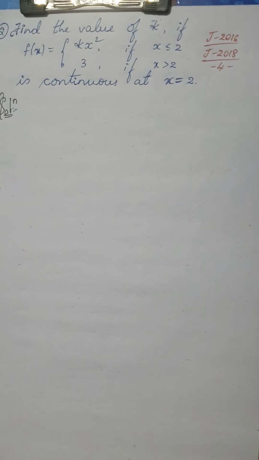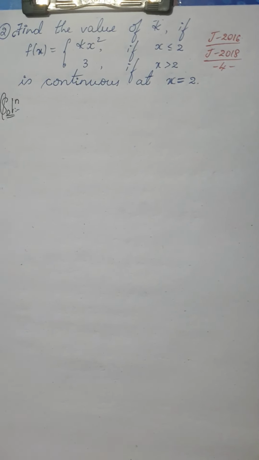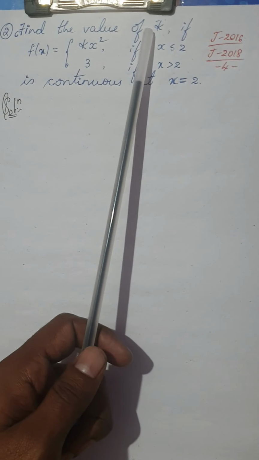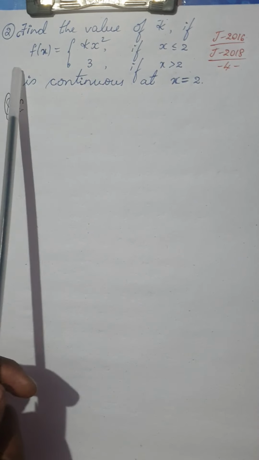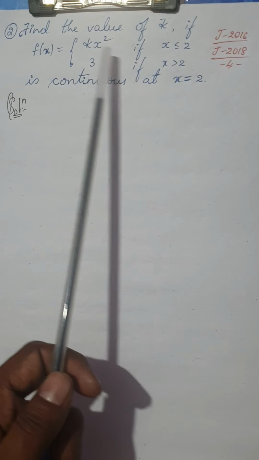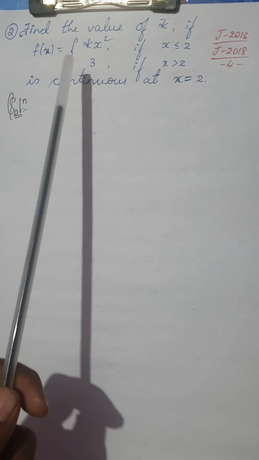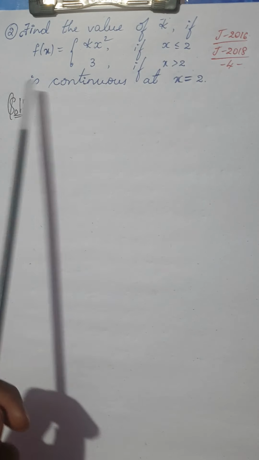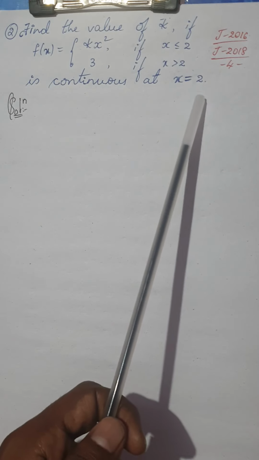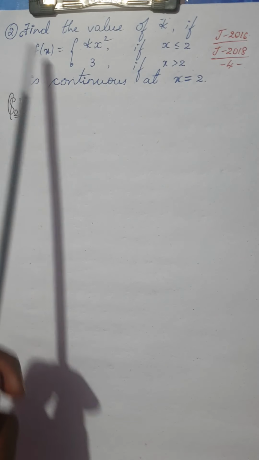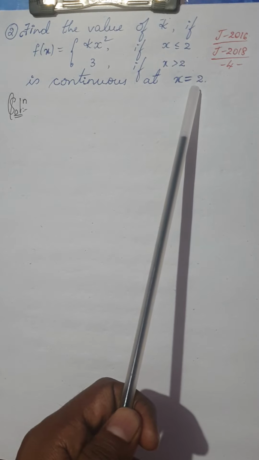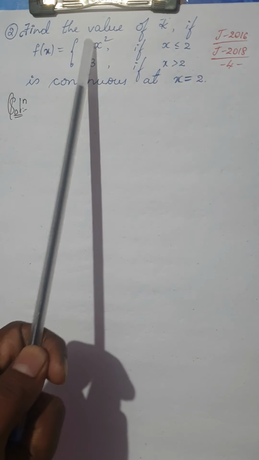So my second question is, find the value of k. This is similar to the previous question. If the function f of x is k into x square for x less than or equal to 2 and 3 for x greater than 2, is continuous at x equal to 2. You should read the question clearly. It says the function is continuous at x equal to 2, and you have to find the value of the unknown k.